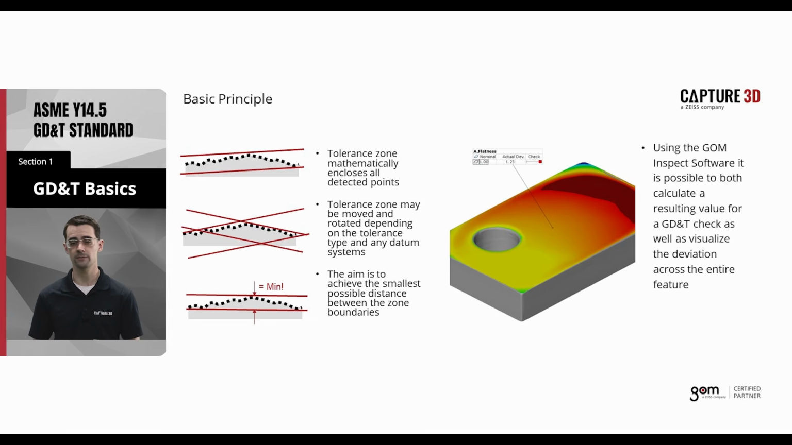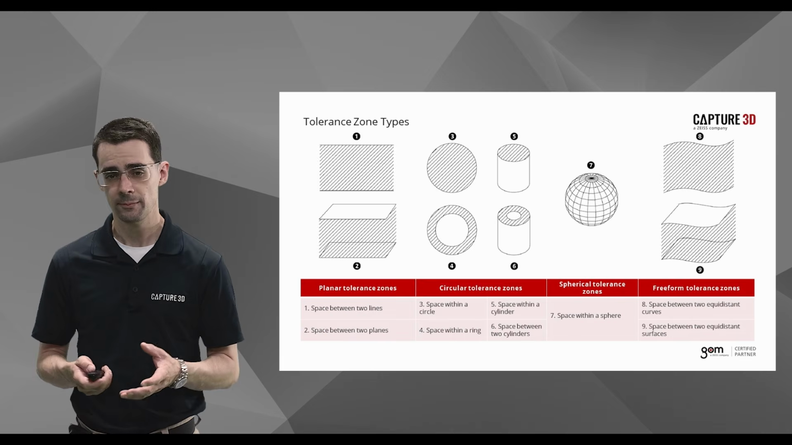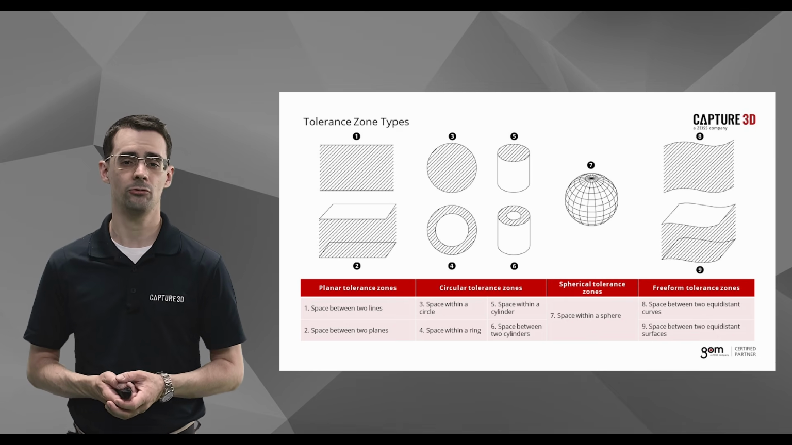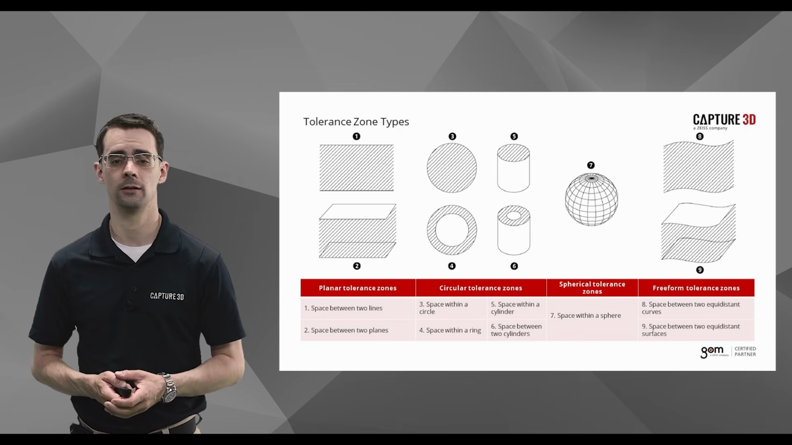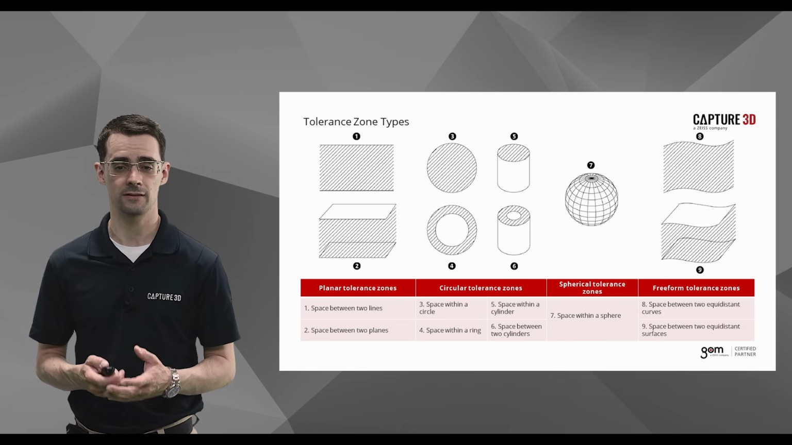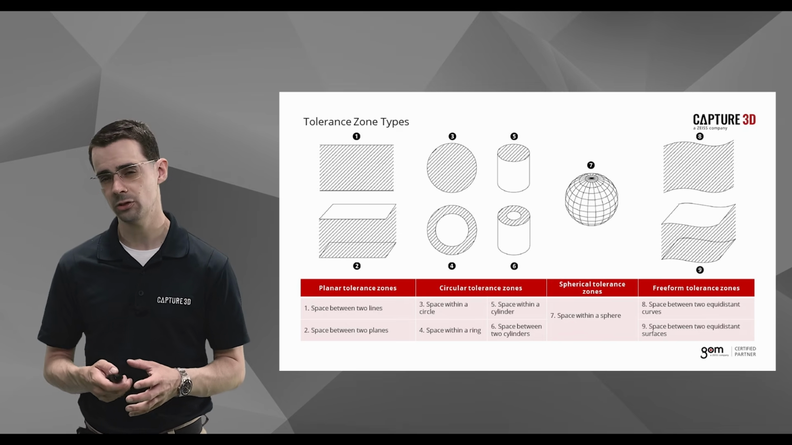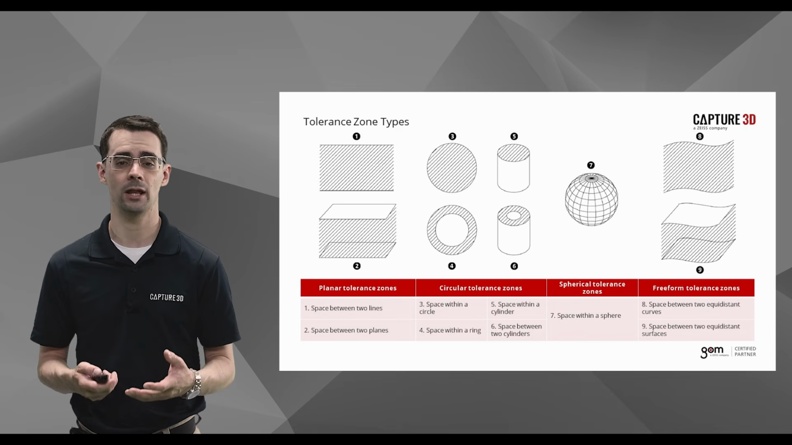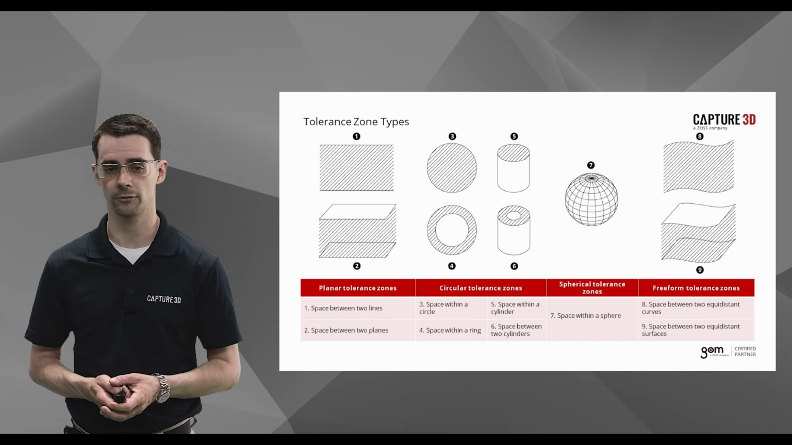Using GOM Inspect software, it's possible to both calculate the resulting value of the check, the size of the tolerance zone needed to enclose all of the surface, and visualize it as a color map to show where our high spots and where our low spots are, making it much easier to troubleshoot manufacturing. The shape of the tolerance zone is defined by the specific GD&T check. Common tolerance zones include 2 parallel lines or planes, a circle or a cylinder, a set of concentric circles or cylinders. Occasionally you'll see a spherical tolerance zone, and then for freeform surfaces, it will be a set of parallel freeform surfaces equidistant from each other.